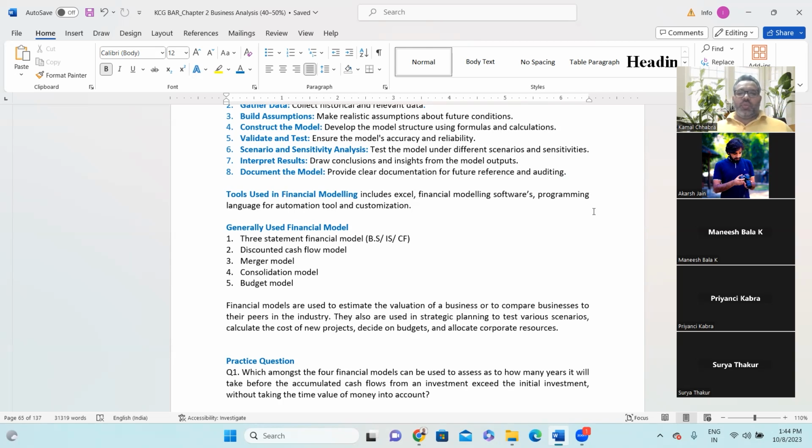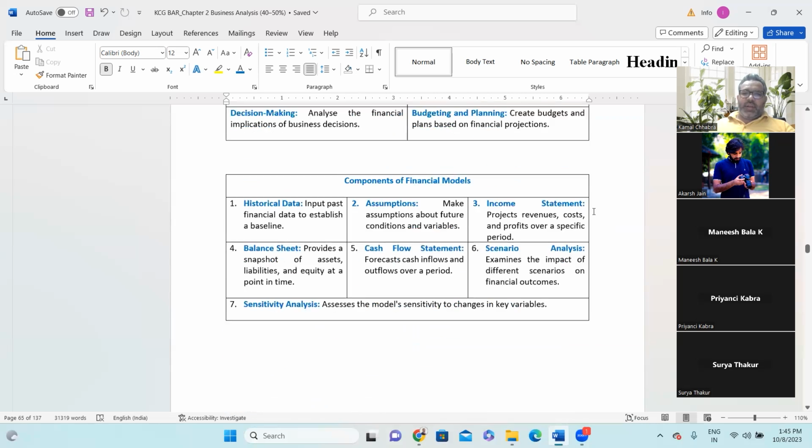Financial models are used to estimate the valuation of a business or to compare the business with their peers in the industry. They are also used for strategic planning to test the various scenarios and calculate the cost of new projects, decide on budgets and allocate the corporate resources, right? So this is all about financial modeling.